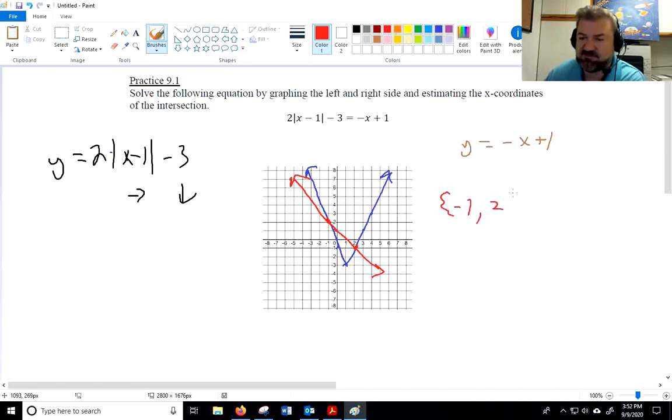And I think if you plug those in, you'll be satisfied with that. 2 minus 1 is 1. 4 minus 3 is 1. Okay, yeah. 2. Yeah, those look good. Those look good.